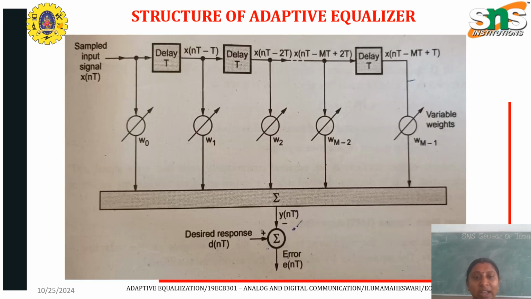This is the structure of an adaptive equalizer. First, we give a sampled input signal x(nT) to the delay elements, where we continuously follow x(nT) and x(2nT) and so on. Then we use variable weights w0, w1, w2 up to w(M-1). Then the desired response d(nT) is given to the summer, and finally we get an error signal e(nT).